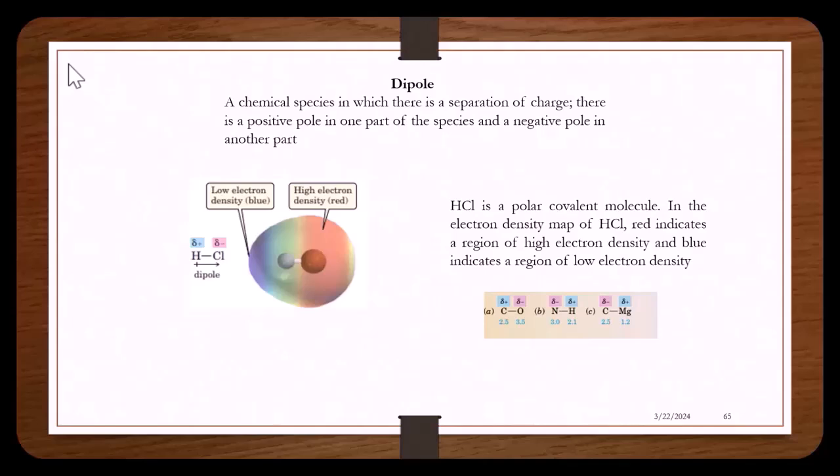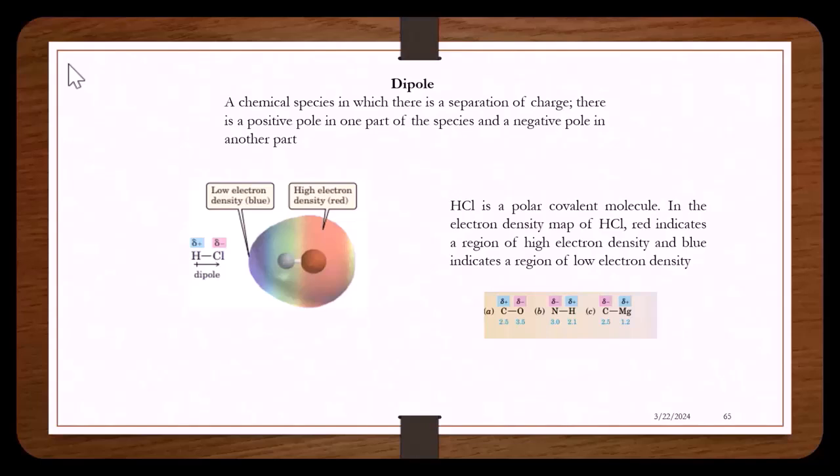A chemical species in which there is a separation of charge, a positive pole on one part of the species and a negative pole on the other part, is called a dipole. The more we go from nonpolar covalent to ionic, the more of a dipole will develop on a molecule. This is an electron density map that shows a high density of electrons in the red and a low electron density in the blue.